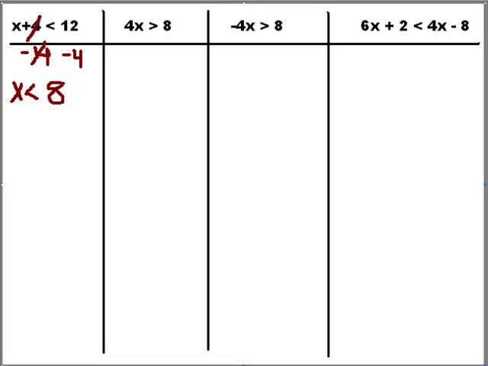For the next one, we have 4x is greater than 8. Again, if this had been an equal to, your plan of attack would have been to divide both sides by 4. And you would have just an x left here because your 4's cross off. Greater than 8 divided by 4 is 2.